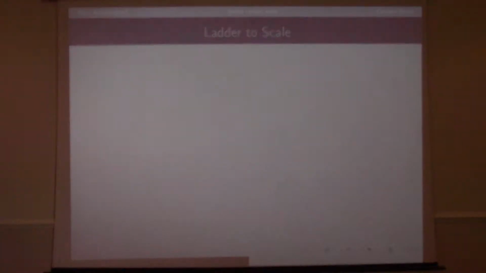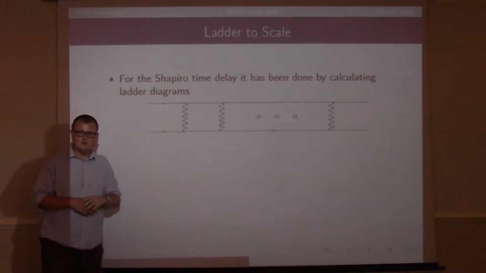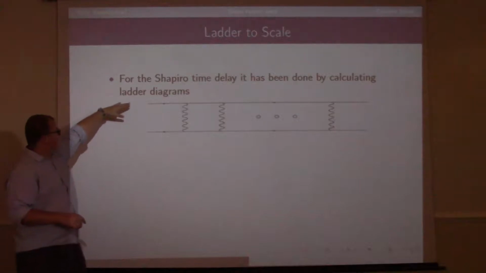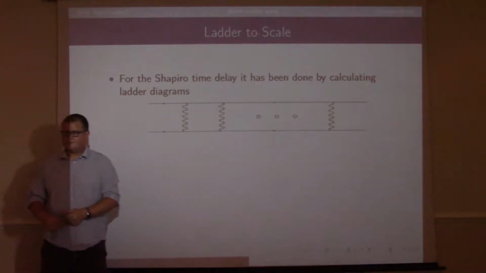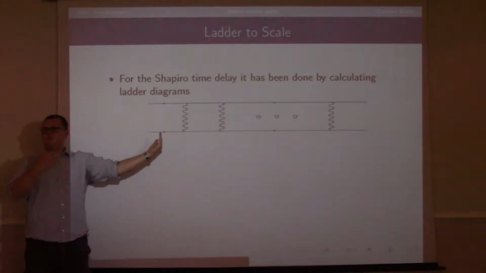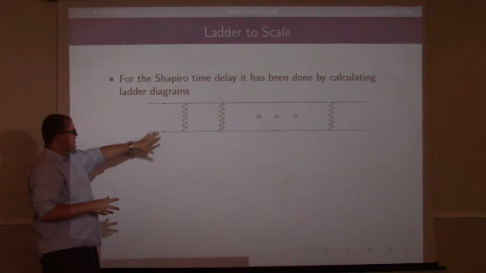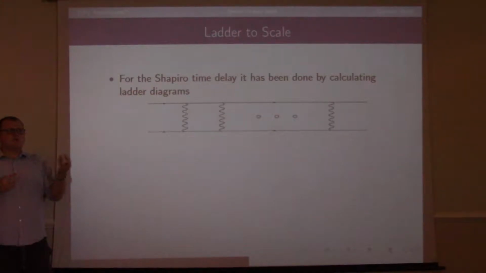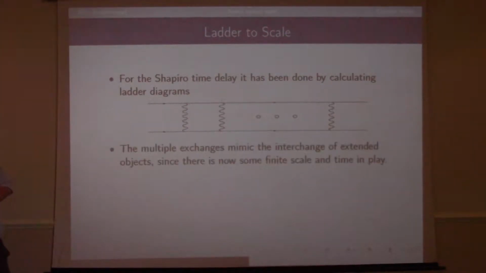And the way to do this is to use ladder diagrams. For Shapiro time delay, this has been done using standard Feynman calculations. What you do is you have your two particles, your scalar black hole and your photon, interacting with a graviton. And you start by adding more graviton interactions. So you end up with this infinite series of loop ladder diagrams, which in its own right has some special technical details. But what this basically means is that it mimics a small particle moving past a larger object, because you have these multiple exchanges of gravitons. We introduce the scale in this way.